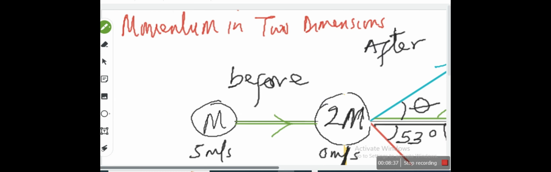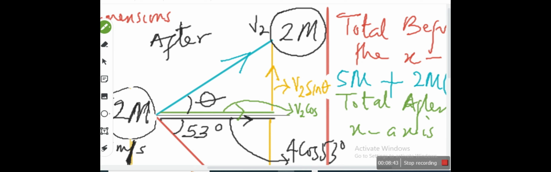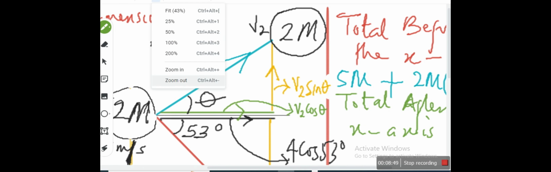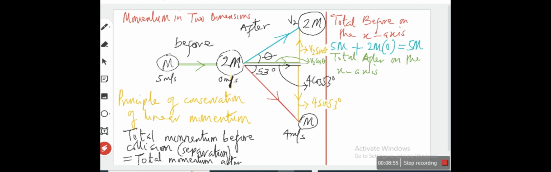We zoom into 100%. So this one is v2 sin theta, v2 cos theta. All right, so we have all that. Okay, so what's the total momentum after collision on the x-axis? V2 cos theta and plus 4 sin 53, 4 cos 53. What you're mentioning are their speeds, so momentum is mass times velocity.